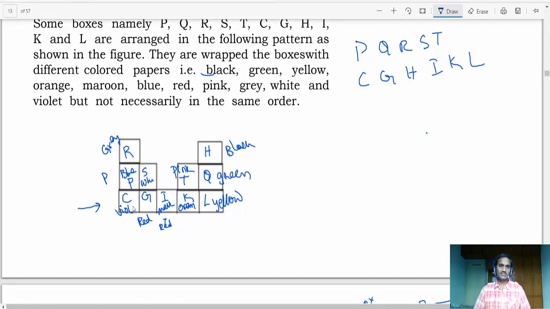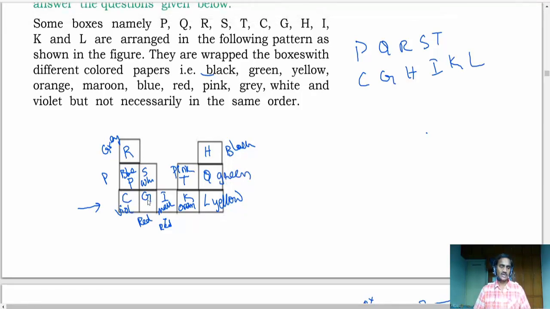Yes, what is the order? RPC, SG, RPC, SG, I, T, K, and H, Q, and L. This is the order in which these 11 boxes were placed in these stacks. And they are of different colors. Okay, write down this arrangement.